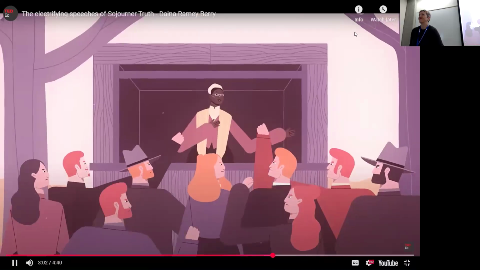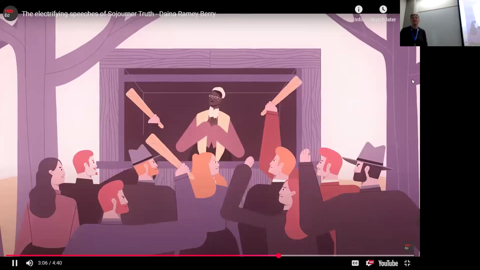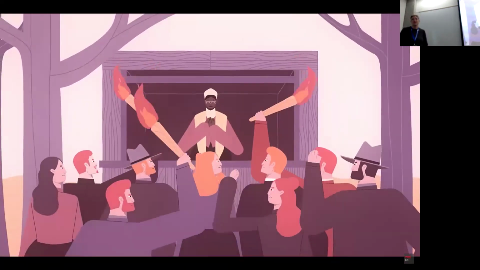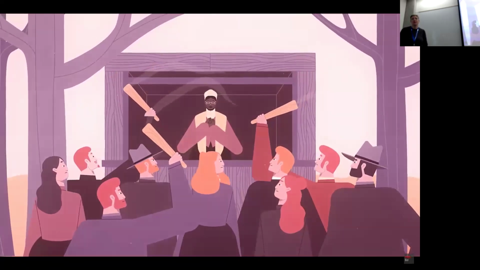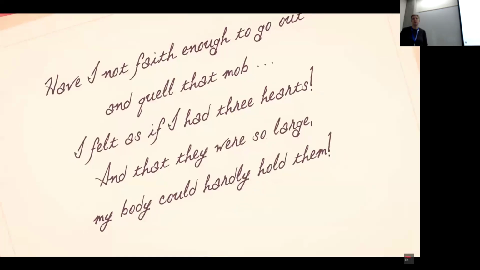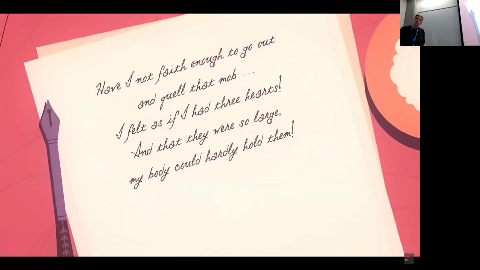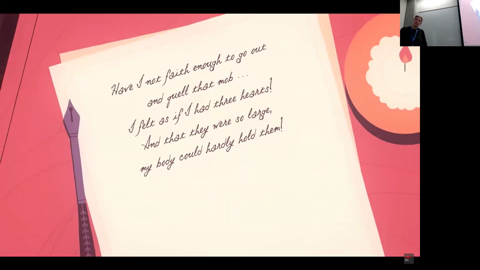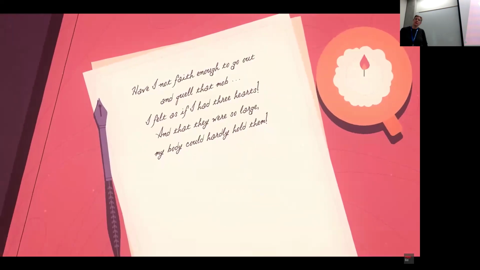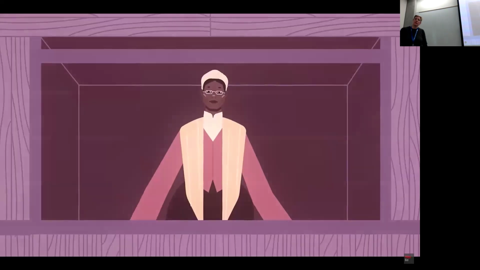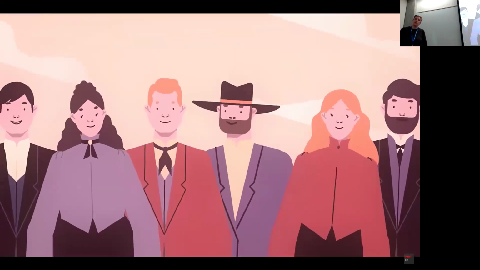Truth was confident God would protect her, but some crowds responded to her bravery with violence. During one of her sermons, a mob of white men threatened to set fire to the tent where she was speaking. In her memoir, Truth recalled steeling herself to confront them. "Have I not faith enough to go out and quell that mob? I felt as if I had 3 hearts, and that they were so large my body could hardly hold them." She placated the men with song and prayer until they had no desire to harm her.